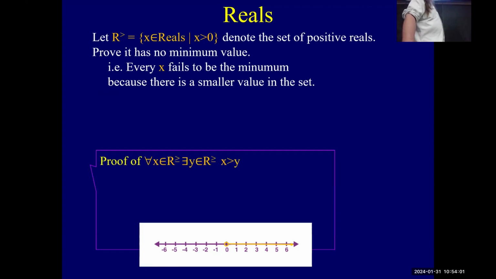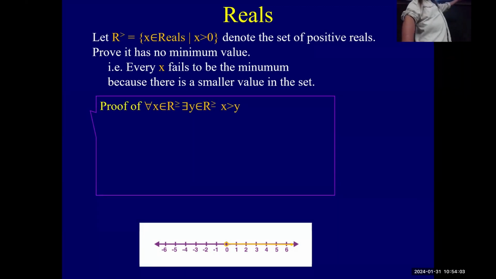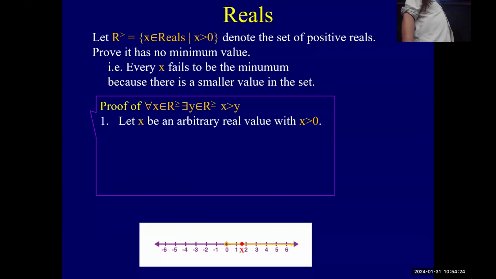So let's play the game. It says for all guys in the set. So how do we start? Let x be an arbitrary value, and more than that, we need it to be an arbitrary value in the set. So here's an arbitrary real value bigger than 0.